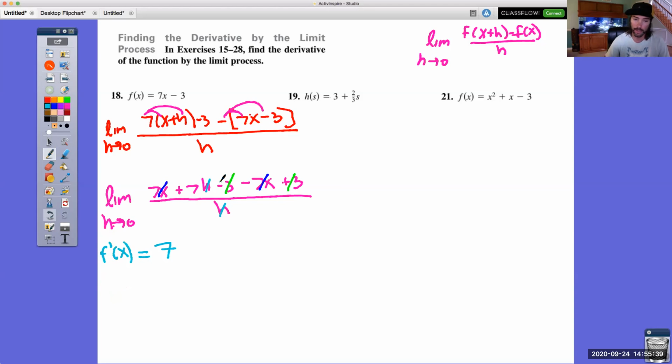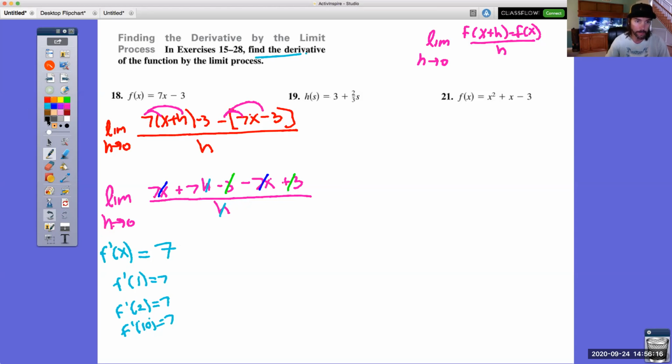Now this wasn't asked, but I'm going to throw this at you anyway. This said find the derivative. Done. If I were to ask you to evaluate the derivative, there's no x's next to that 7. So the f prime of 1 is 7. The f prime of 2 is 7. The f prime of 10 is 7. Because there's no x's to evaluate 1, 2, and 10. So in other words, the derivative is always 7.